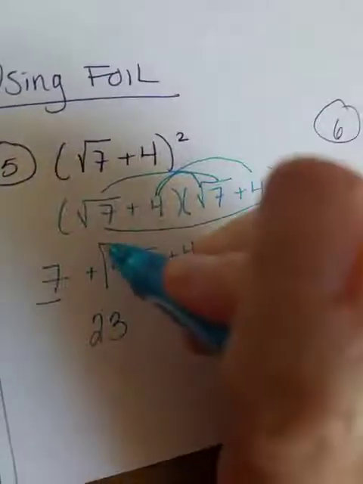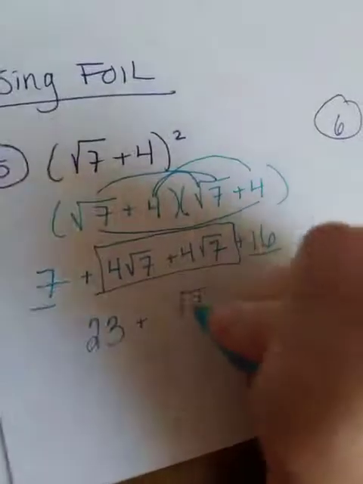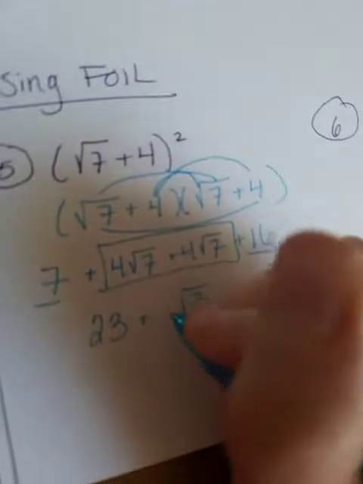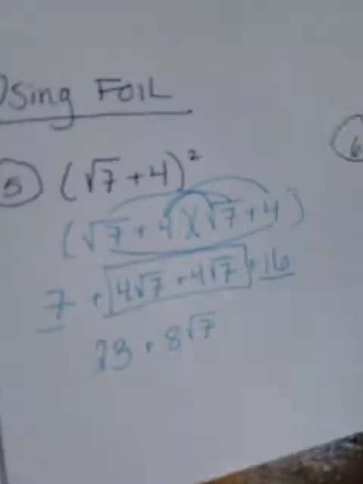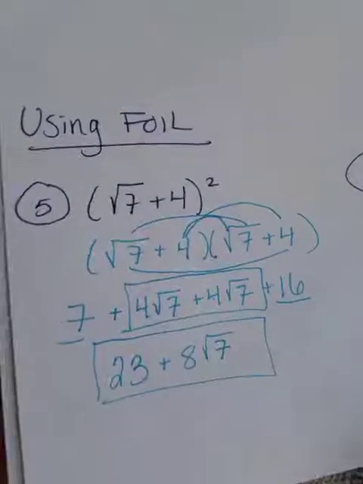Now I can add these two together because your root 7's match, and I just add the 4 on the outside. So 4 plus 4 is 8. So my answer is 23 plus 8 root 7. Cannot simplify because 7 is not a perfect square, and no perfect squares go into 7.